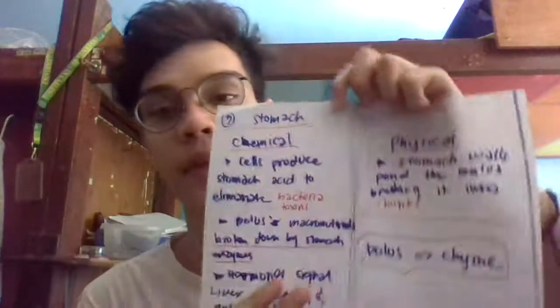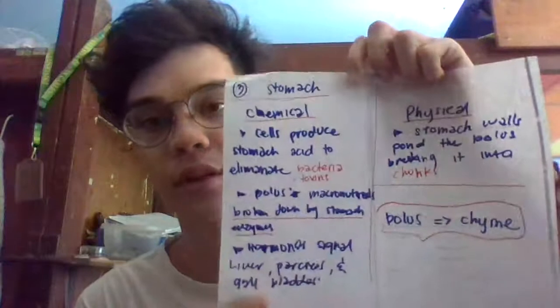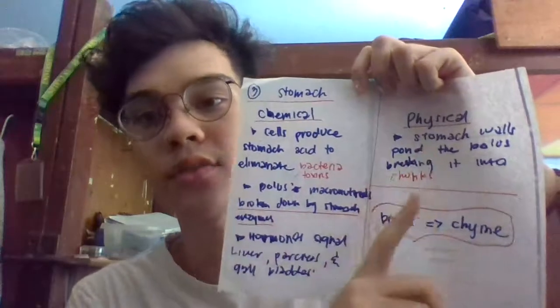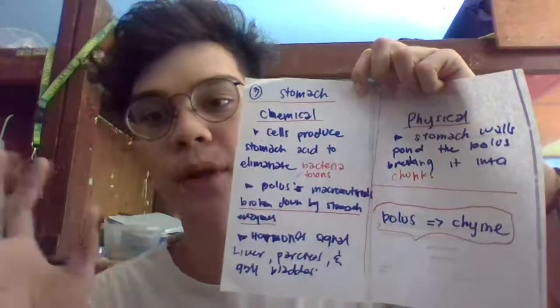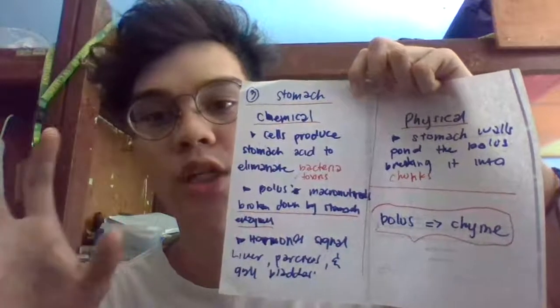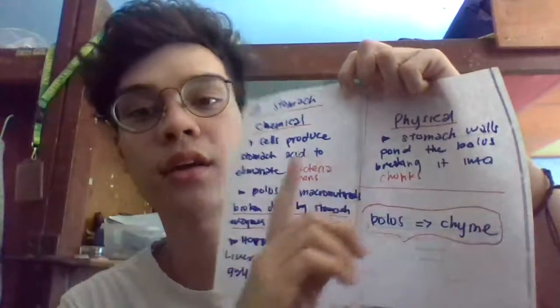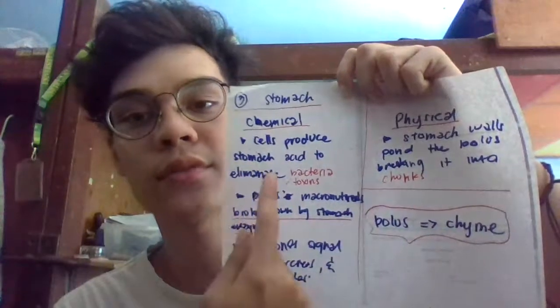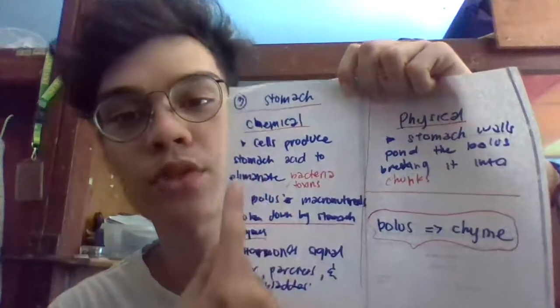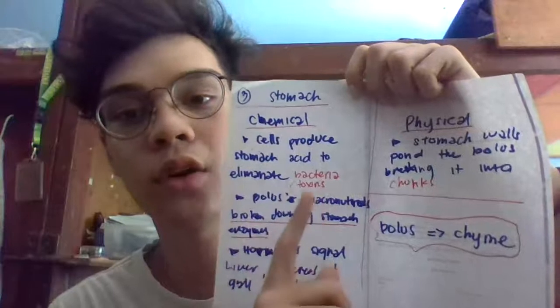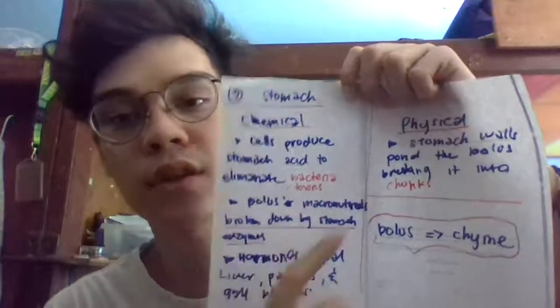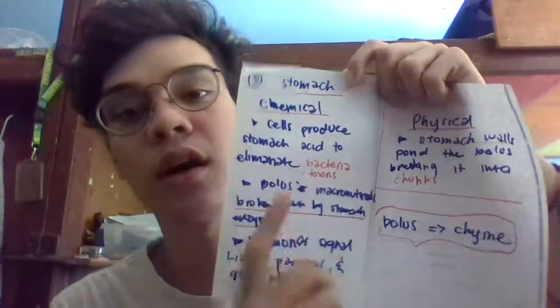Now, in the stomach, there are both physical and chemical processes occurring. The physical is that the stomach walls pound the bolus, breaking it into chunks. But it's not broken down so small yet. In the chemical part, the cells produce stomach acid to eliminate bacteria or toxins, so that we don't get poisoned or infected.